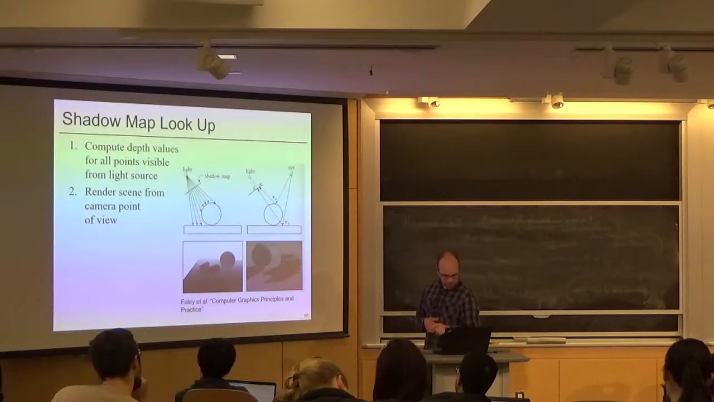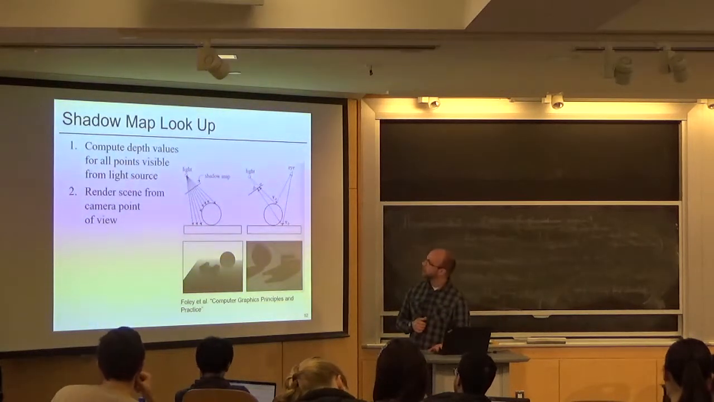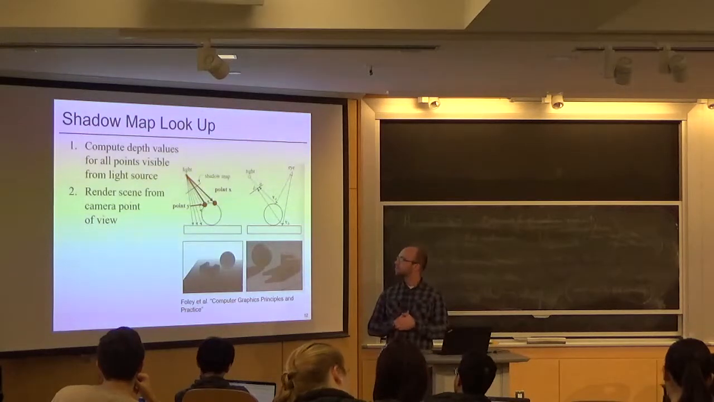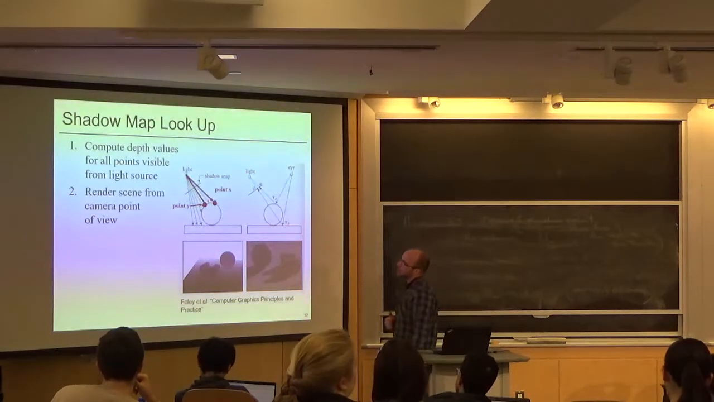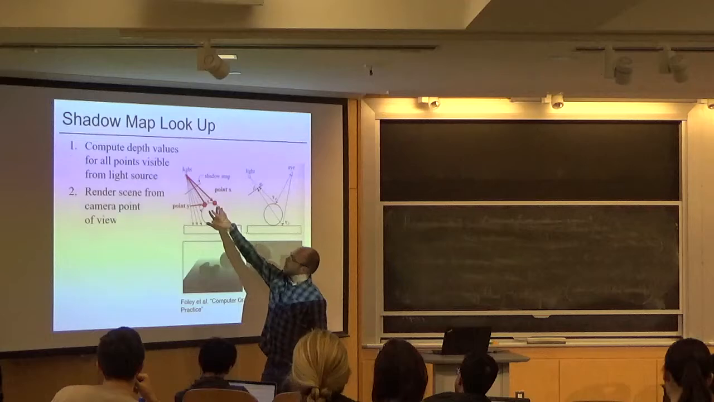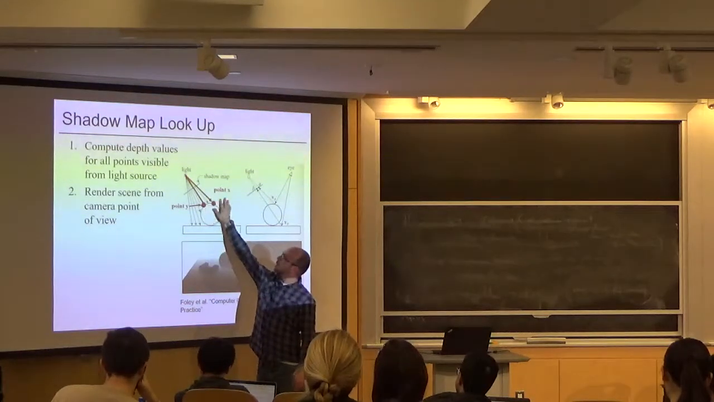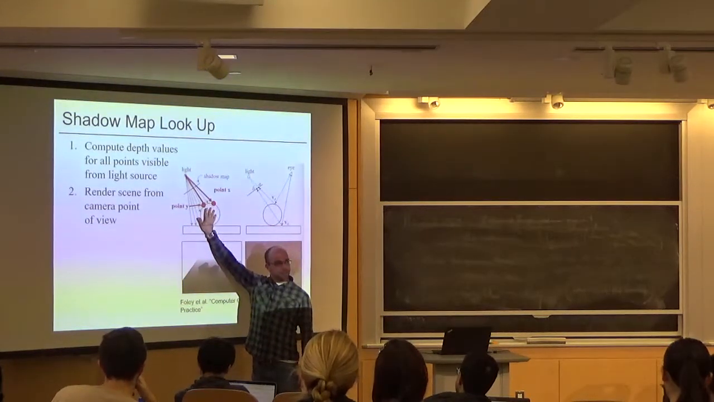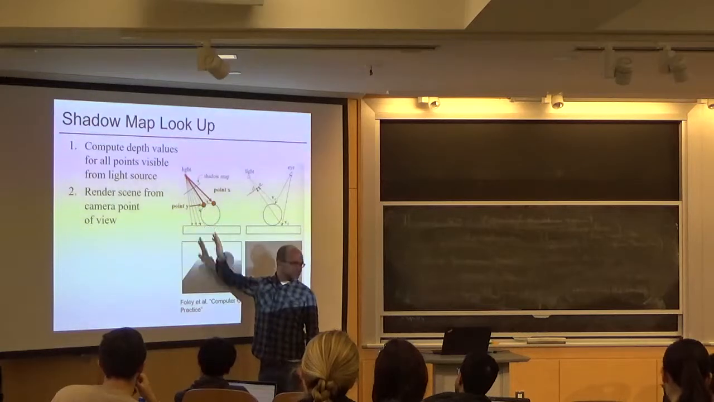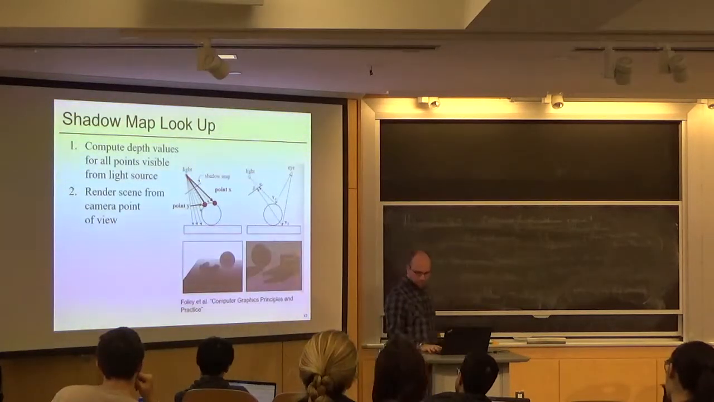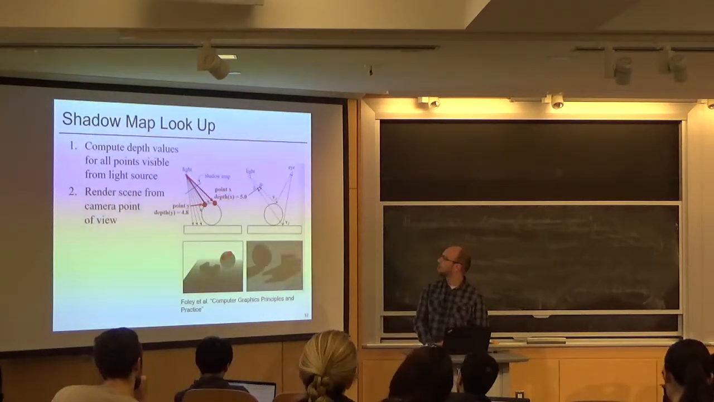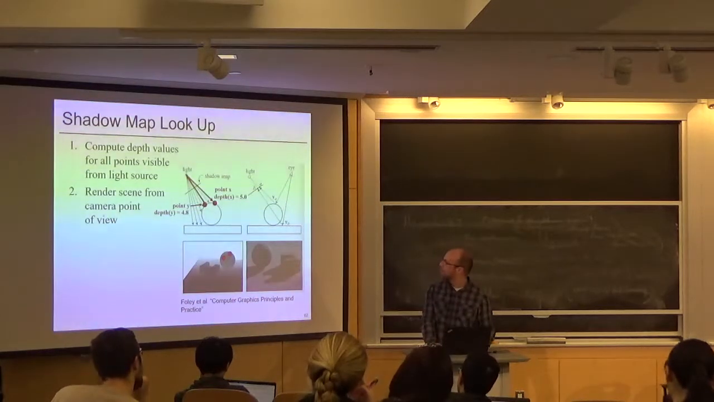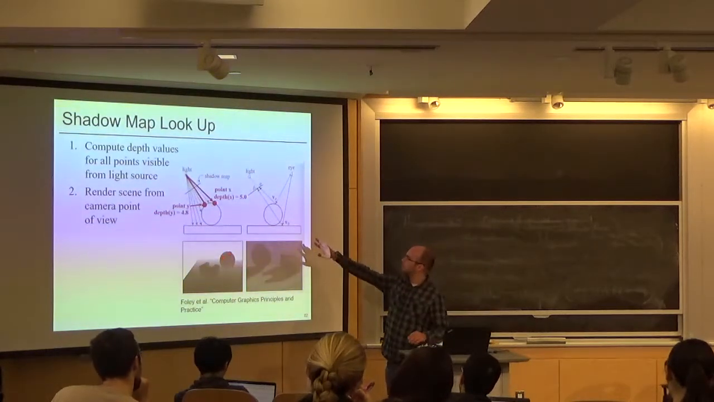Now let's see what happens when we render the scene from the camera's point of view. In our first pass, I draw the scene with my light. I have point X and point Y here, and these are going to be in the depth buffer. So maybe the depth at Y is 4.8, the depth at X is 5.0, whatever. And this is the first pass of the scene.